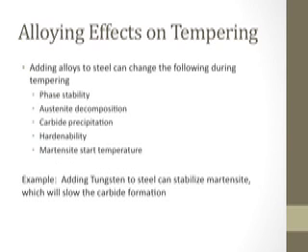Alloying affects tempering quite heavily. It can affect the phase stability, the austenite decomposition, the carbide precipitation. It can also increase hardenability and decrease the martensite start temperature.